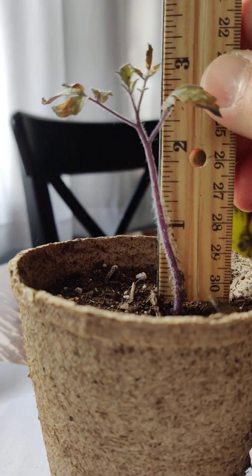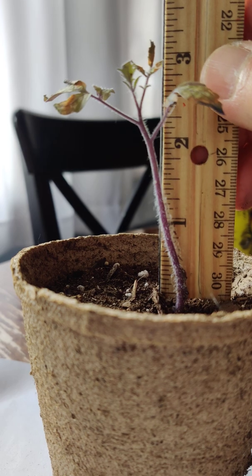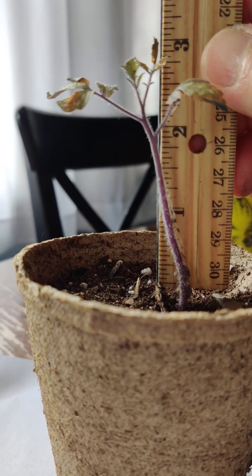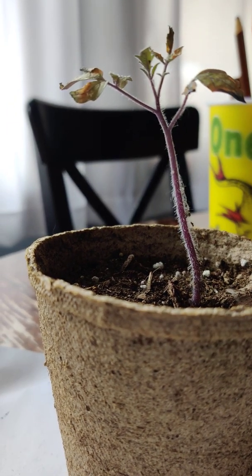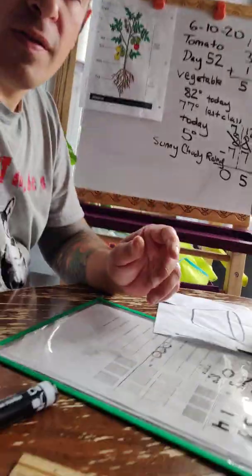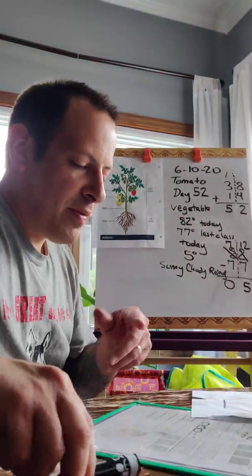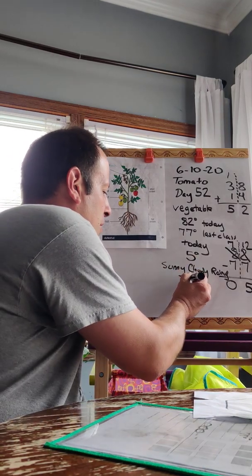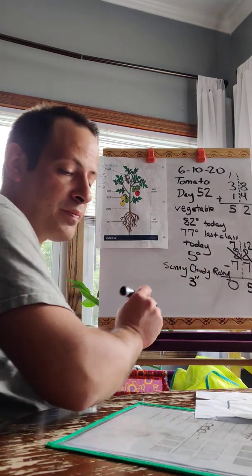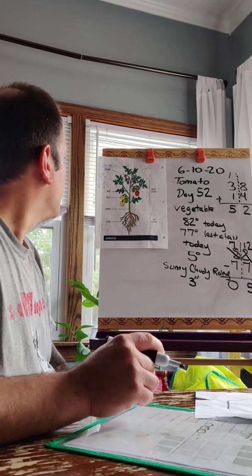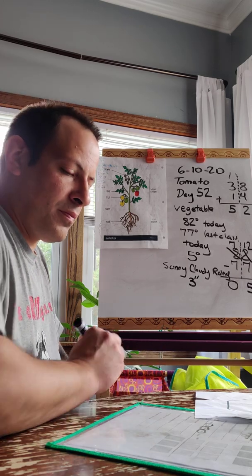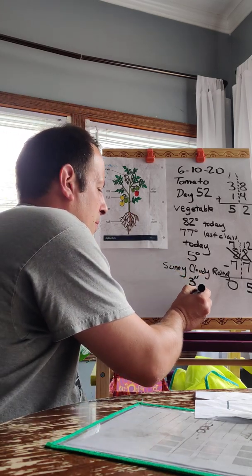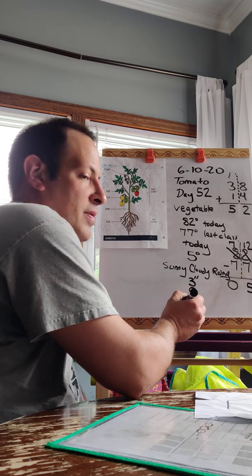We are at 3 inches. 3 inches exactly. So we'll take more views of the tomato once we're done with this section. So 3 inches. We have 0 flowers. We have 0 tomatoes.